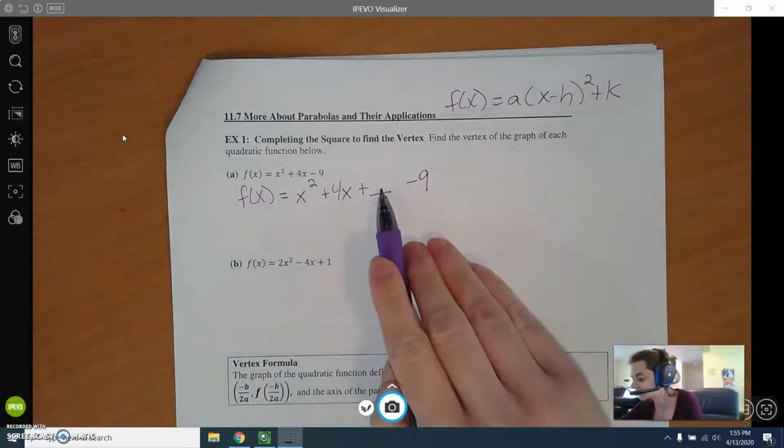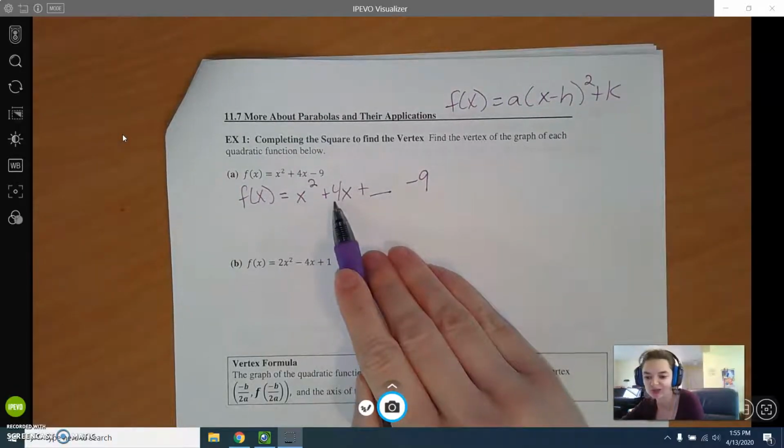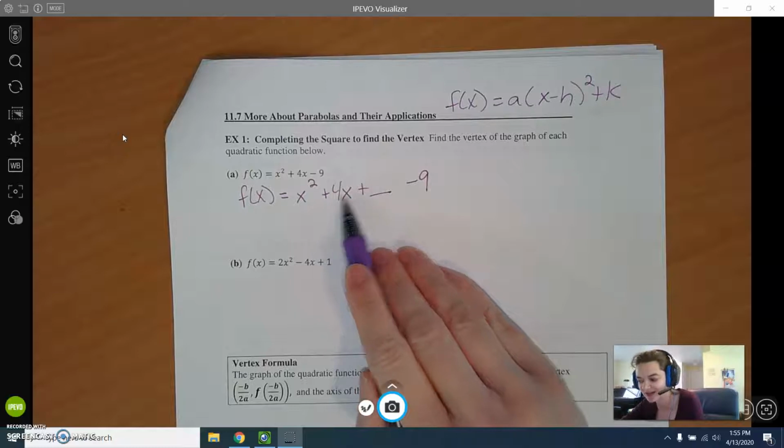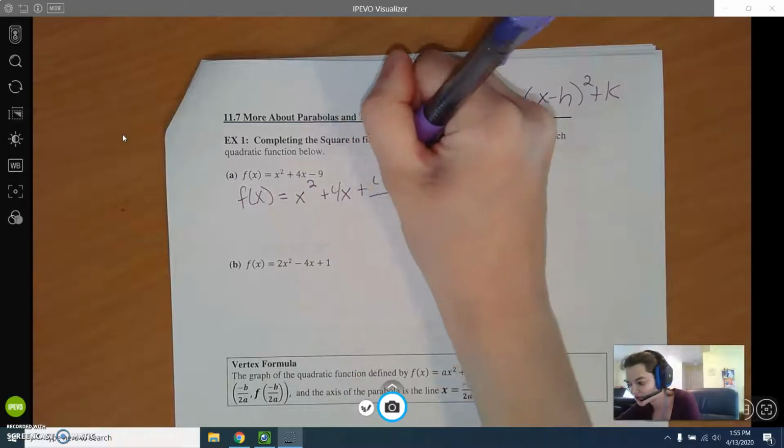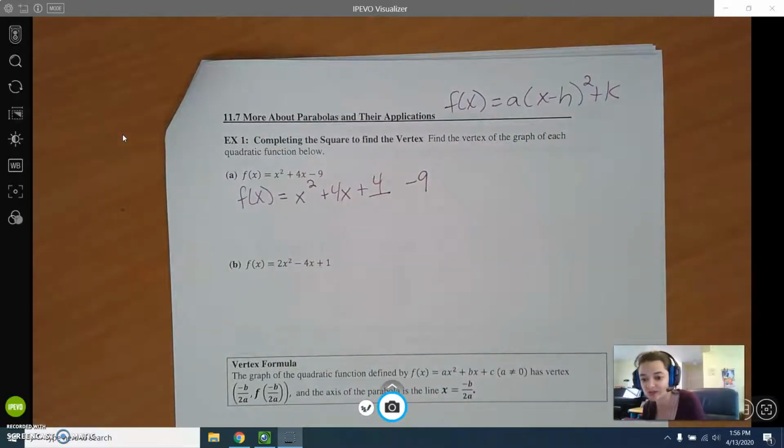So to complete the square, just a refresher, you take the middle term, which is our 4x. Remember that the x comes from the x squared, so we're just focusing on the 4. Half of 4 is 2, and then you square it. 2 squared is 4. So that's what we add to complete the square.